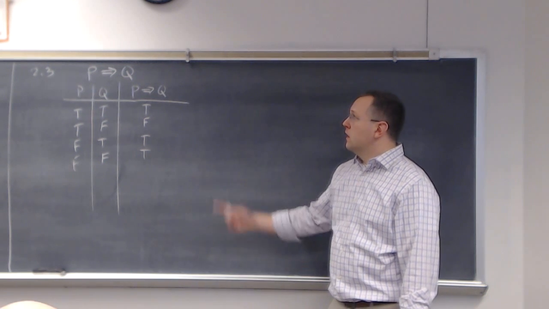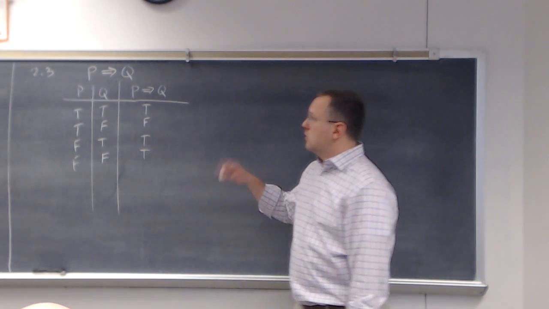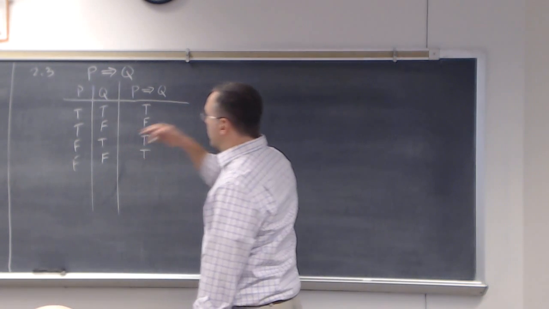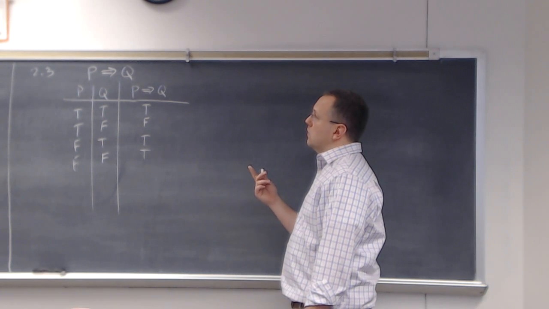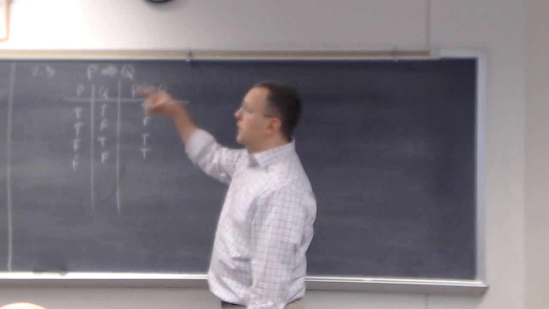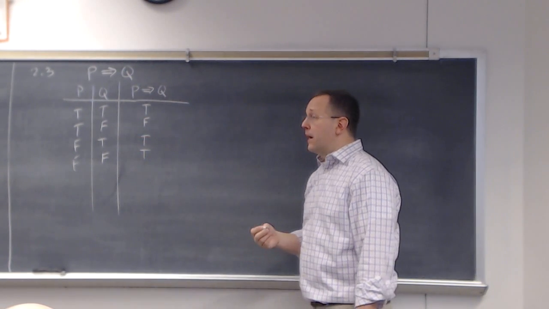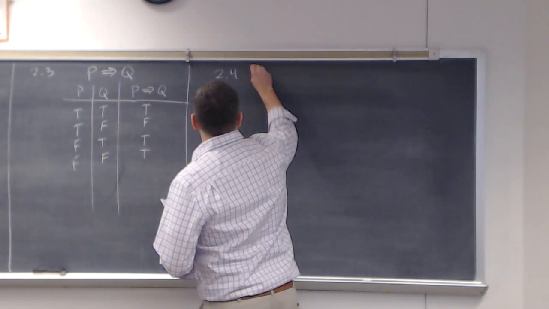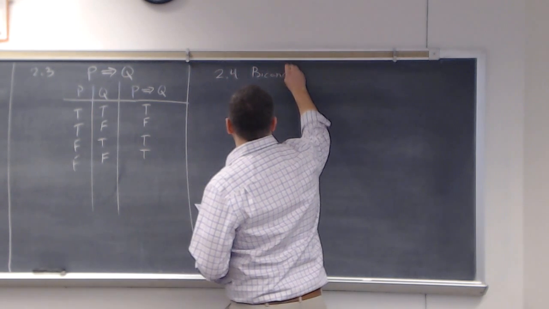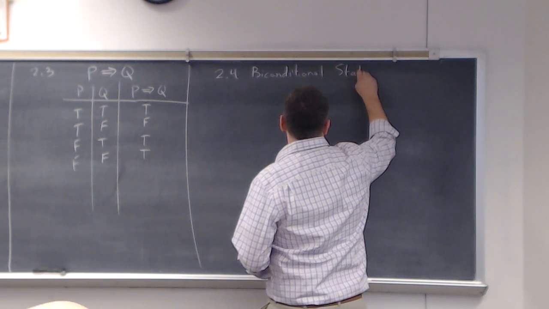Okay, so 2.4 is related to this. 2.3 is P implies Q. We're now going to talk about, well, what if it's also true that Q implies P? And then we'll have if and only if statements, or what we call biconditional statements. So that's section 2.4, biconditional statements.